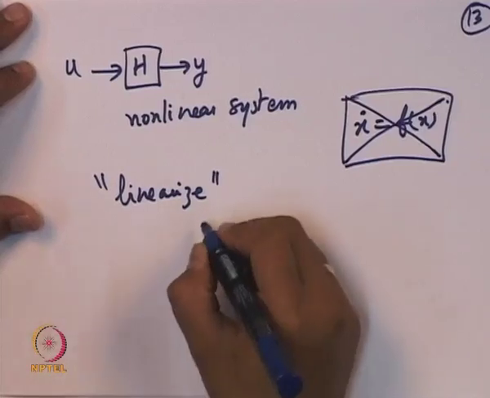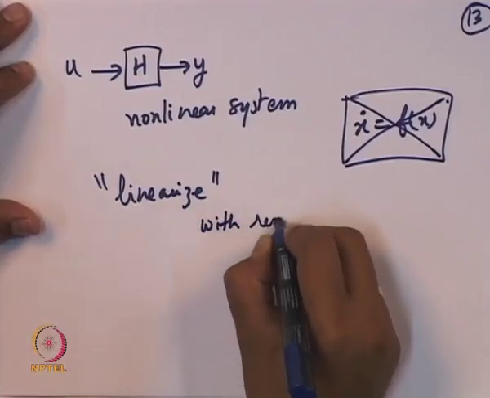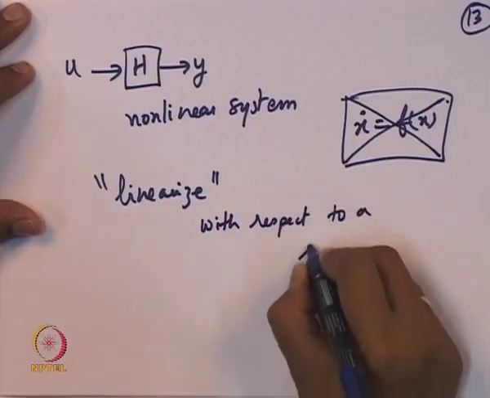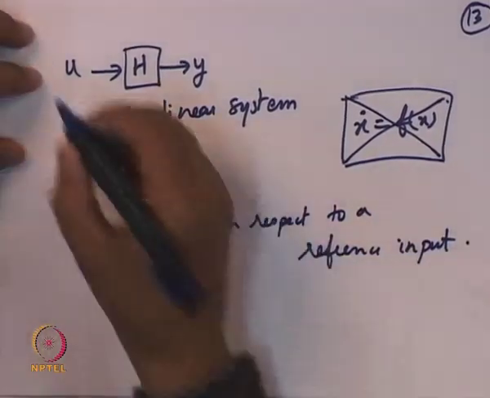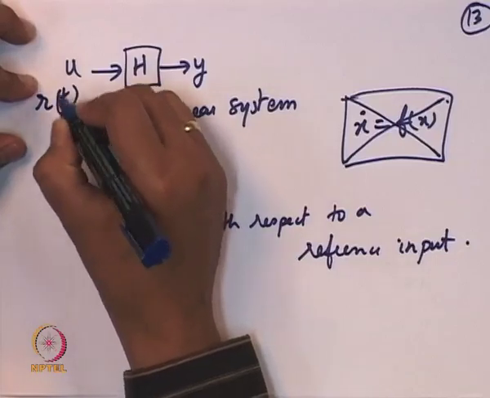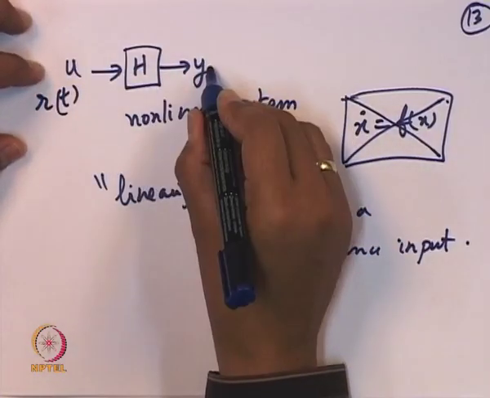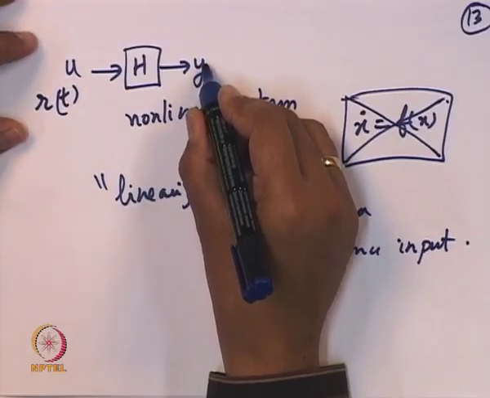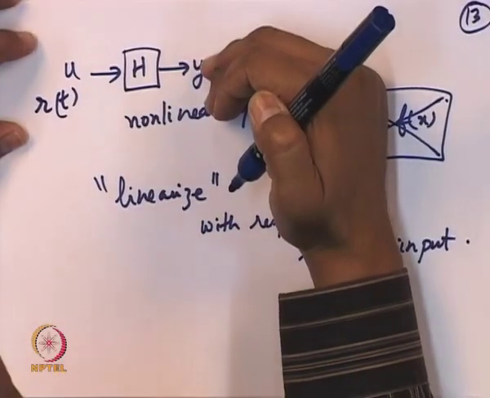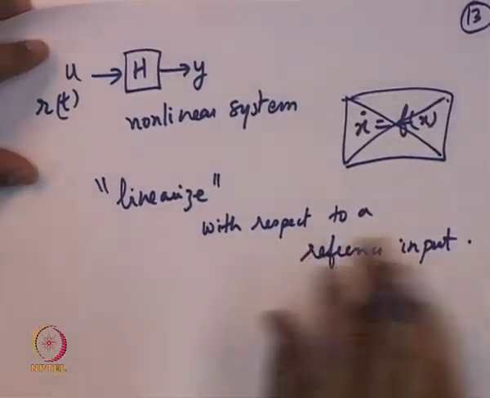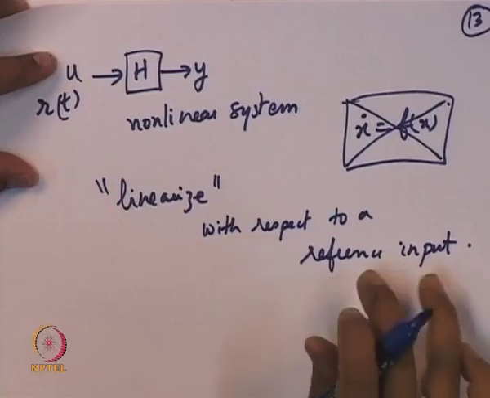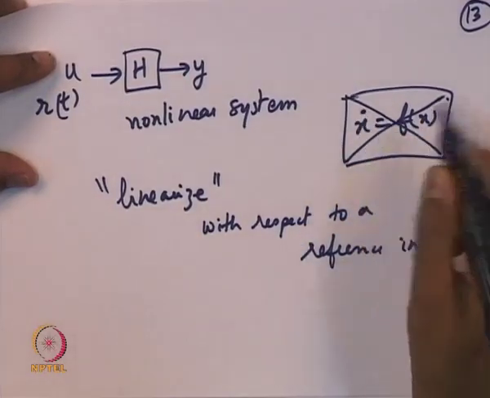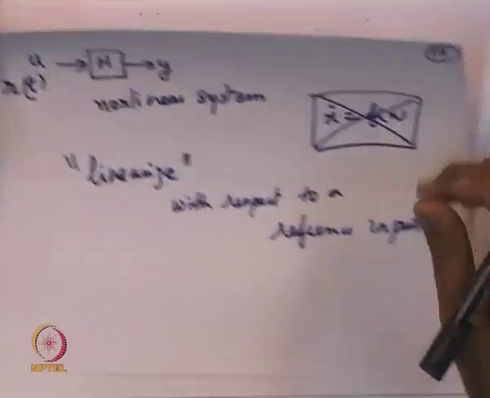Here we are speaking about linearizing with respect to a reference input. We are speaking about a reference input r of t equal to u of t, and we are looking at the output of the nonlinear system. We are trying to find a linear system whose output is as close as possible to the output of this nonlinear system. This is different from linearizing the differential equation for analyzing the stability of the equilibrium point. So these are two different notions of linearization.